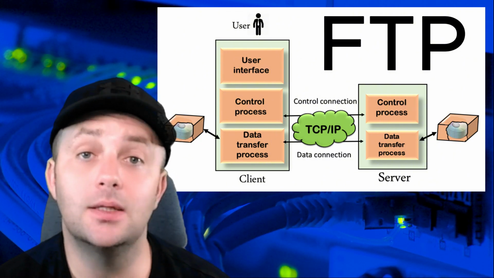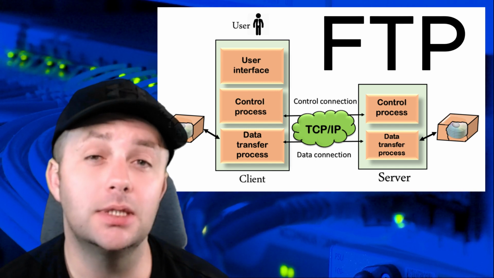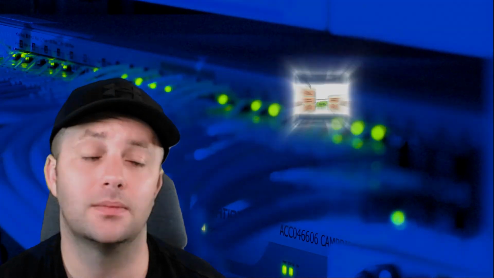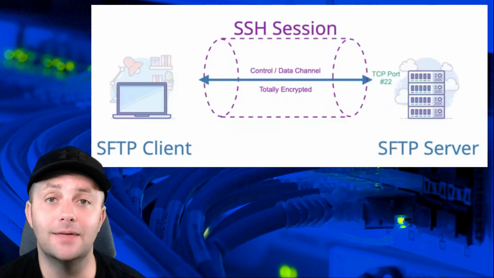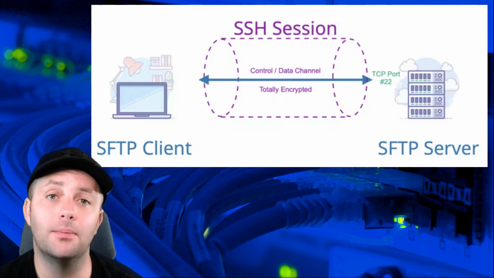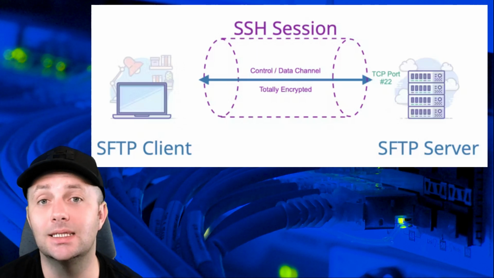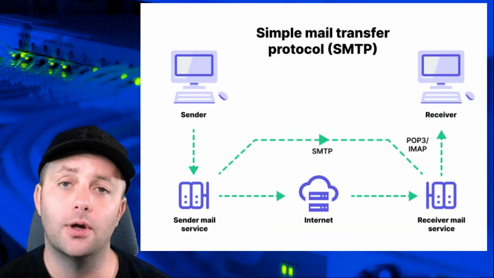While FTP is still widely used, it's important to note that it's not the most secure protocol because it doesn't encrypt the data being transferred. For secure file transfers, you'll want to use SFTP, or Secure File Transfer Protocol. SFTP adds a layer of security by encrypting the data during the transmission, which helps protect sensitive information from being intercepted. Another crucial protocol is SMTP, or Simple Mail Transfer Protocol.